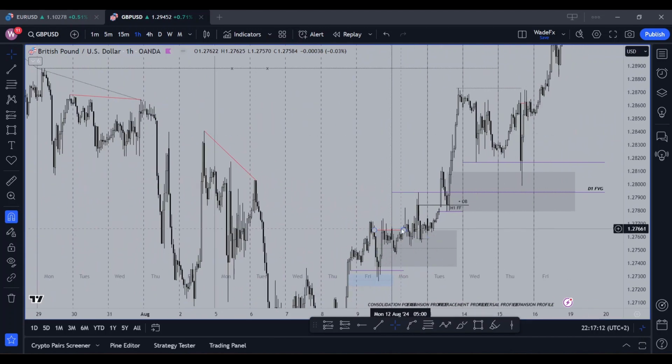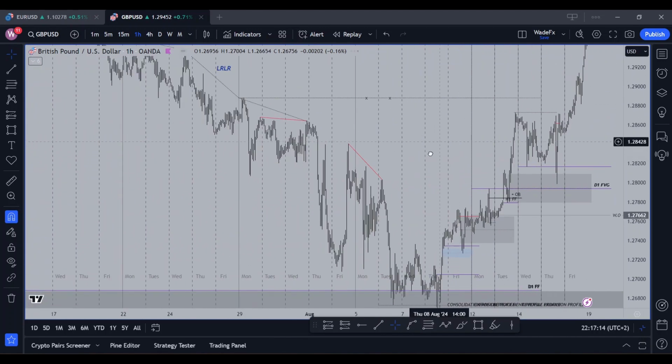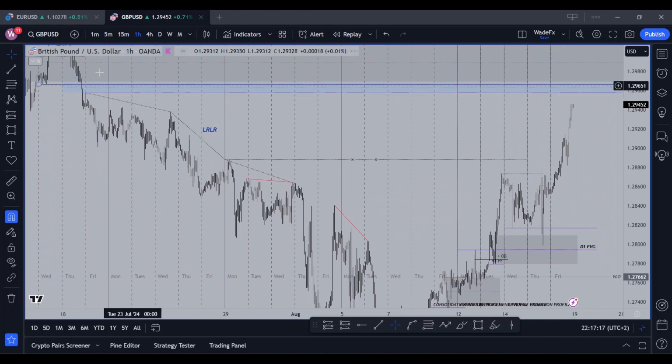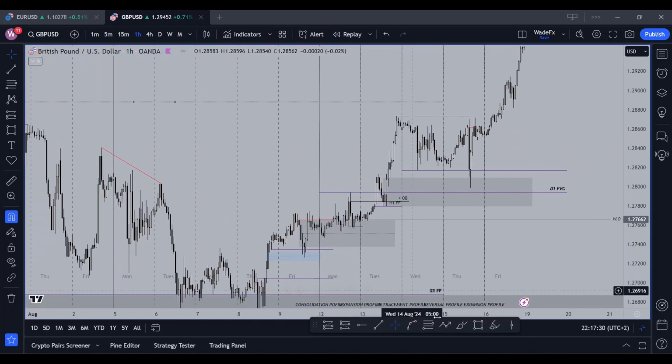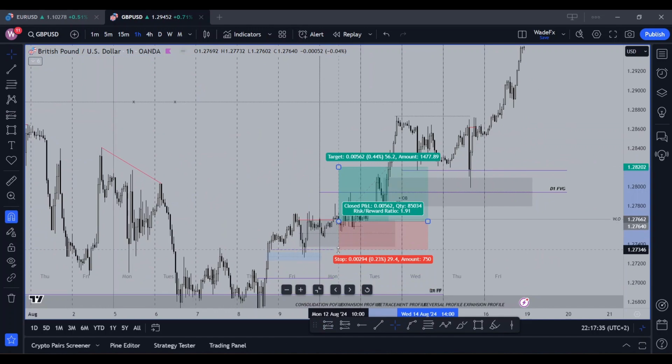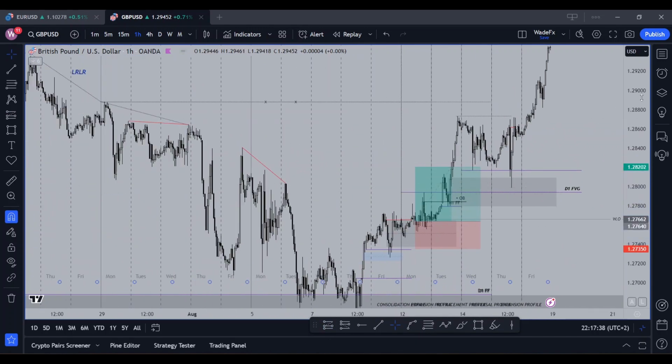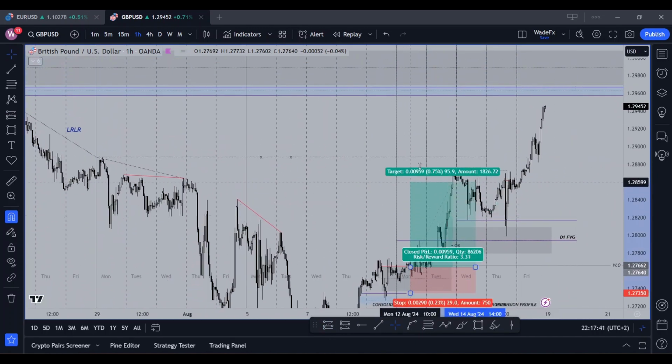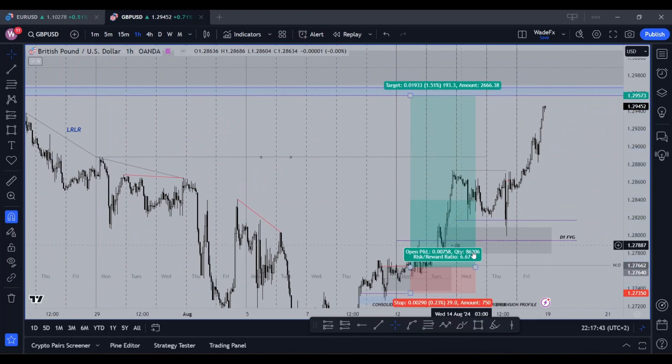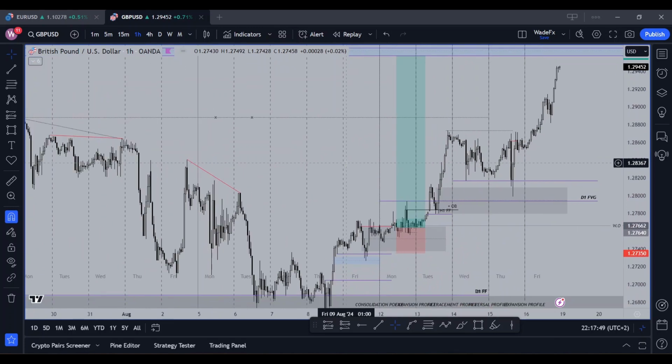When I bought from here, I had high expectations of the price reaching these high time frame key levels right here, because all of these for me were a low resistance liquidity run, and the price could easily run through all these highs. That's why when I bought from this price level right here, I had my stops right here. I expected the price to reach at least this high right there. So this was a 6.67 risk to reward trade. I got in on Monday.